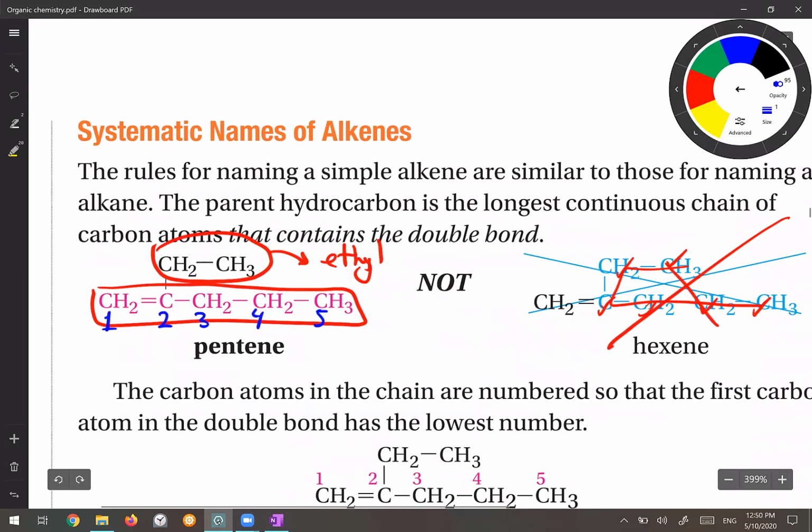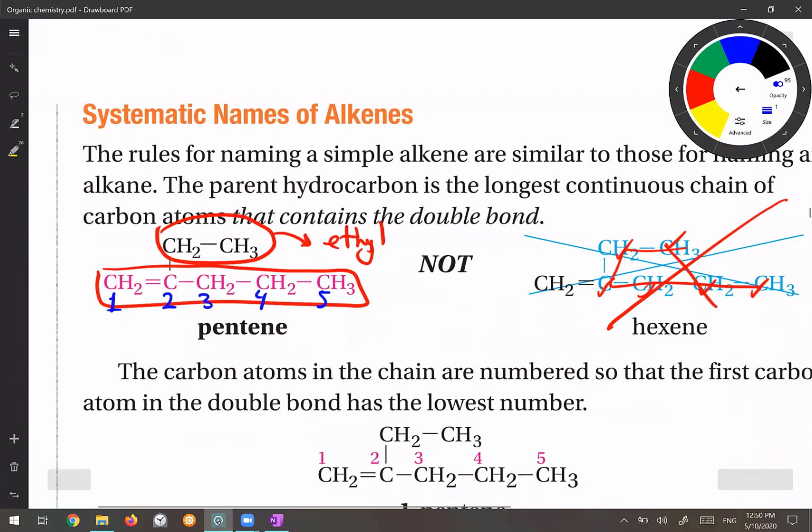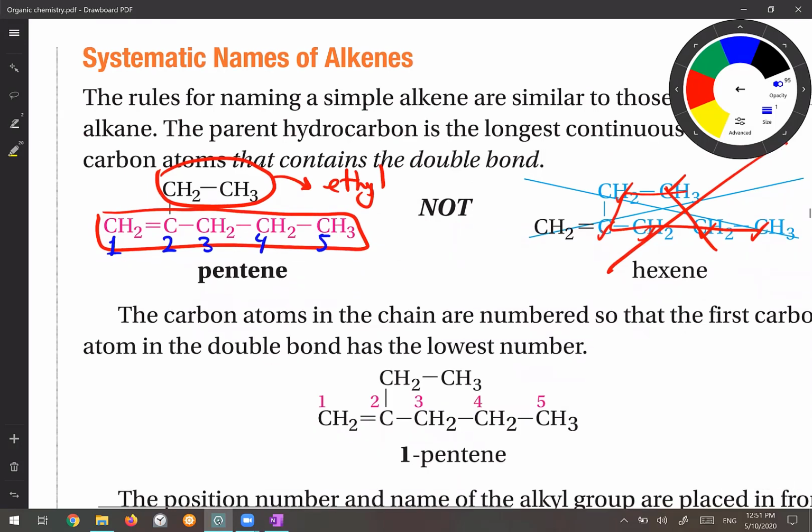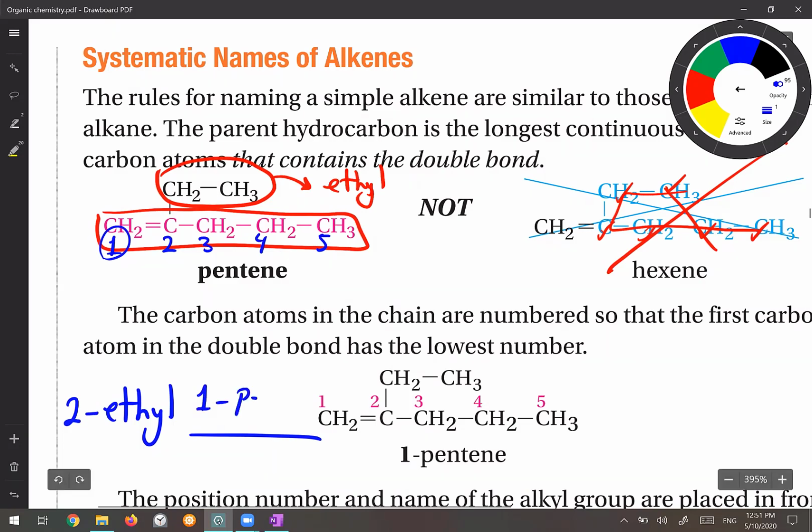So now the rest of the system is like the alkane. First, you have to mention the name of the branch and the location of that. The name of the branch is ethyl. It's on the second position. So you have 2-ethyl, and then you have to mention the name of the alkene with the location of the double bond. The double bond is in the first location, and you have 5 carbons, so it is 1-pentene. So this is the name of the molecule which you have here.